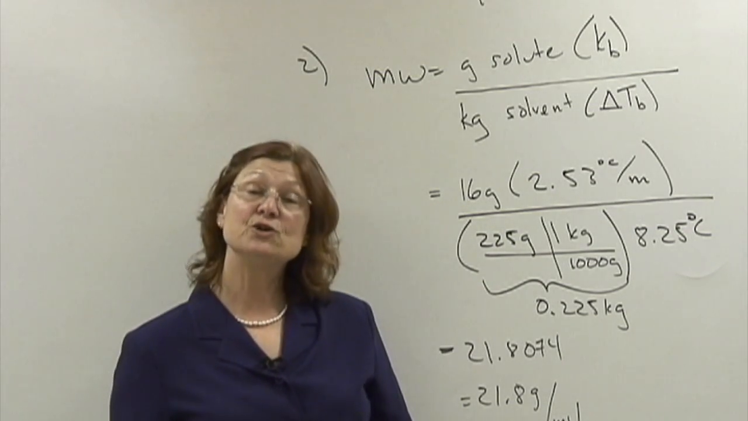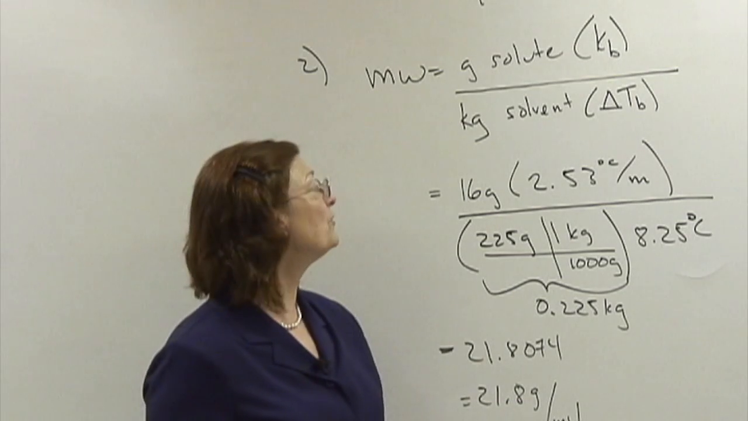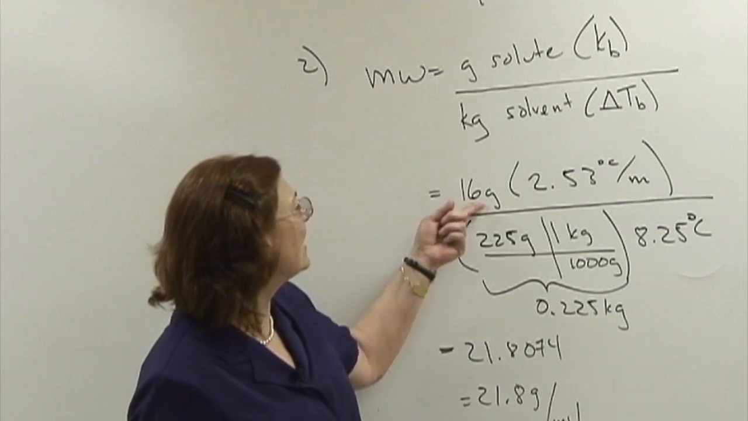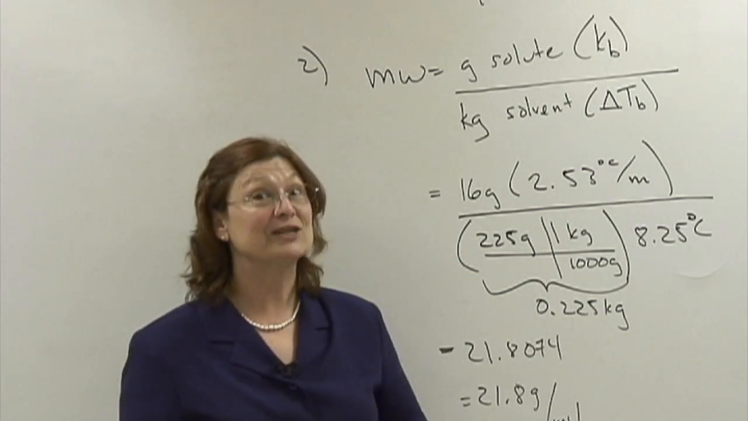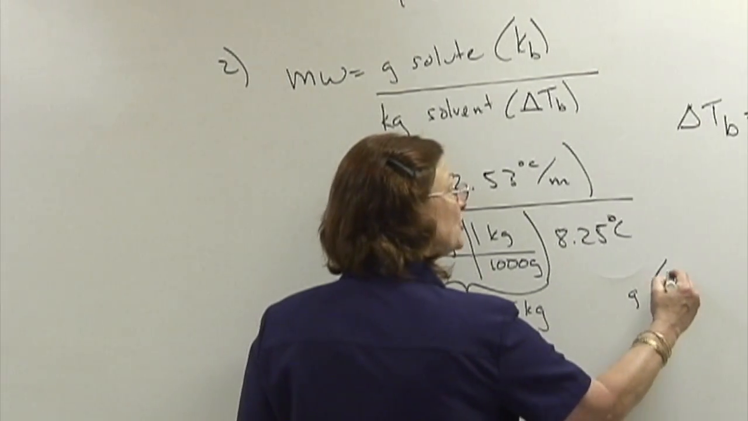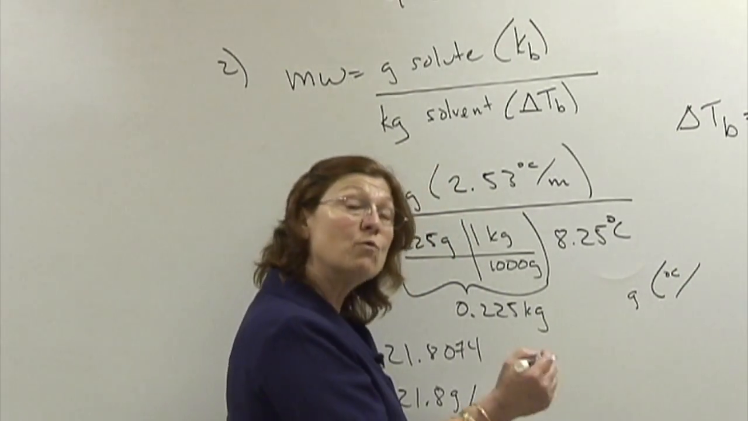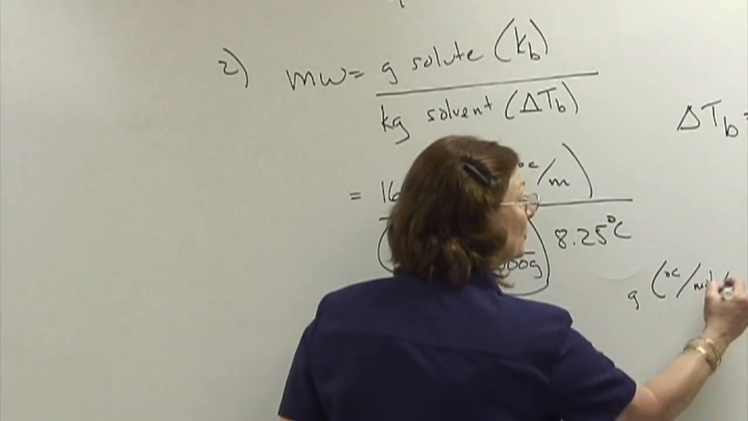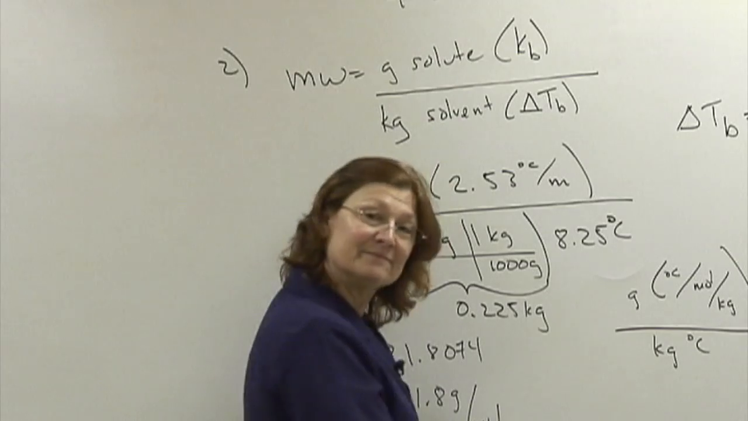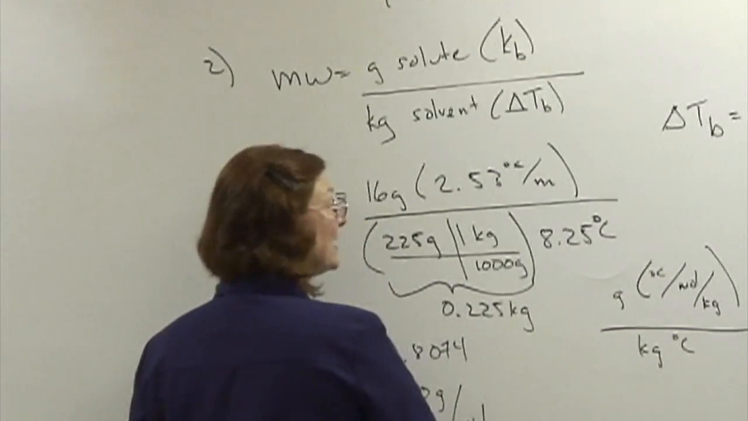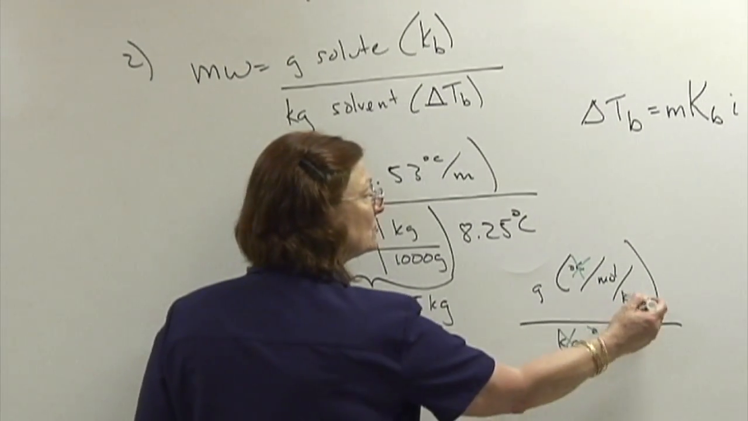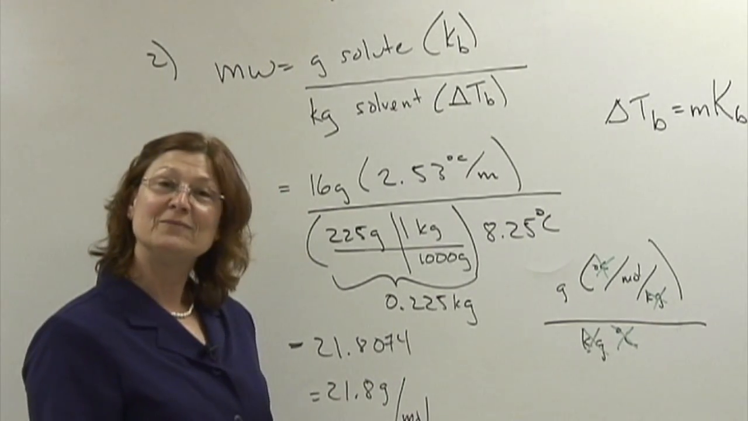Now that's the answer to number 2, but I want to show you how we get grams per mole. Because oftentimes students ask, well, there's no moles in here. But actually there are moles. If we look at this, we have grams times degrees Celsius per molal. Well, molality is moles per kilogram. And then we're dividing by kilograms and degrees Celsius. When you look here, you see that my degrees Celsius cancel and my kilograms cancel, and I'm left with grams per mole. Isn't that interesting?